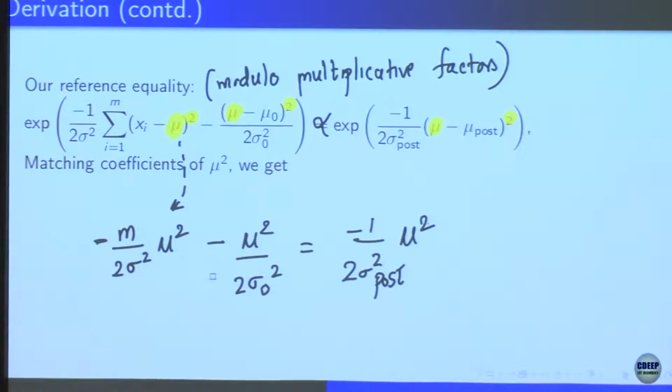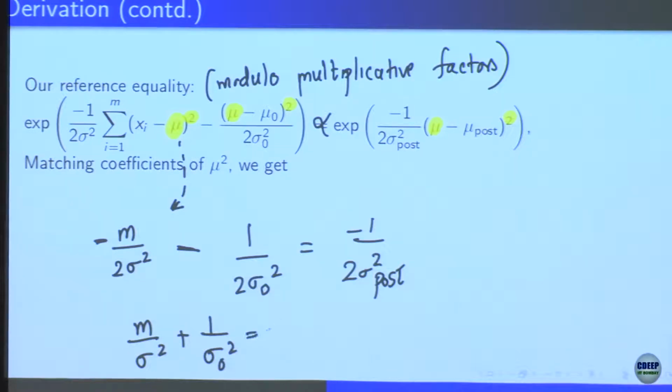Okay. So since we are anyways matching only coefficients, I'll remove this mu square here. This is what we have. I'll just write it more neatly. You can get rid of the 2's, the negatives and all that. m upon sigma square plus 1 upon sigma naught square is 1 upon sigma posterior square. So the posterior precision is m times the fixed precision plus the prior precision. In plain English, right? That's what we are saying.